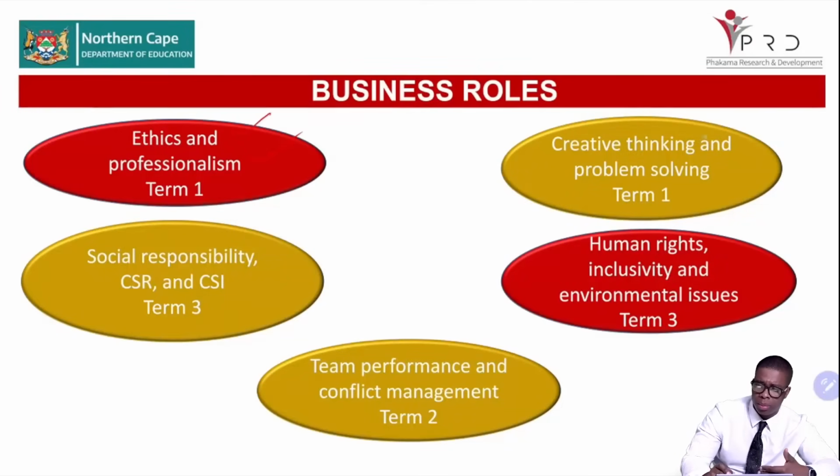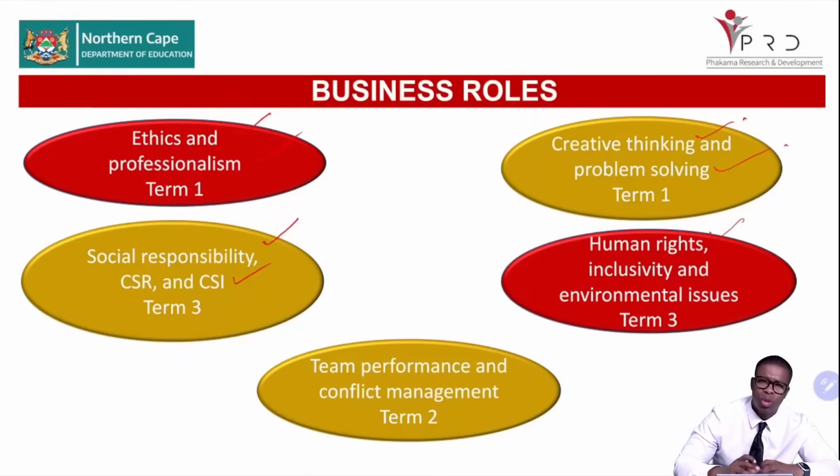With creative thinking and problem solving, we look into it from the same perspective. What is the role of the business in achieving creative thinking and also achieving problem solving, or how to apply problem solving? Social responsibility. What is the role of the business in being socially responsible, and what is the role of the business in terms of corporate social responsibility and corporate social investment? Immediately you have that understanding or that perspective, it becomes easier to respond to the question, because these are the roles that are supposed to be played by the business in support of the subtopics that I'm mentioning here. You look into human rights, inclusivity, and environmental issues again.